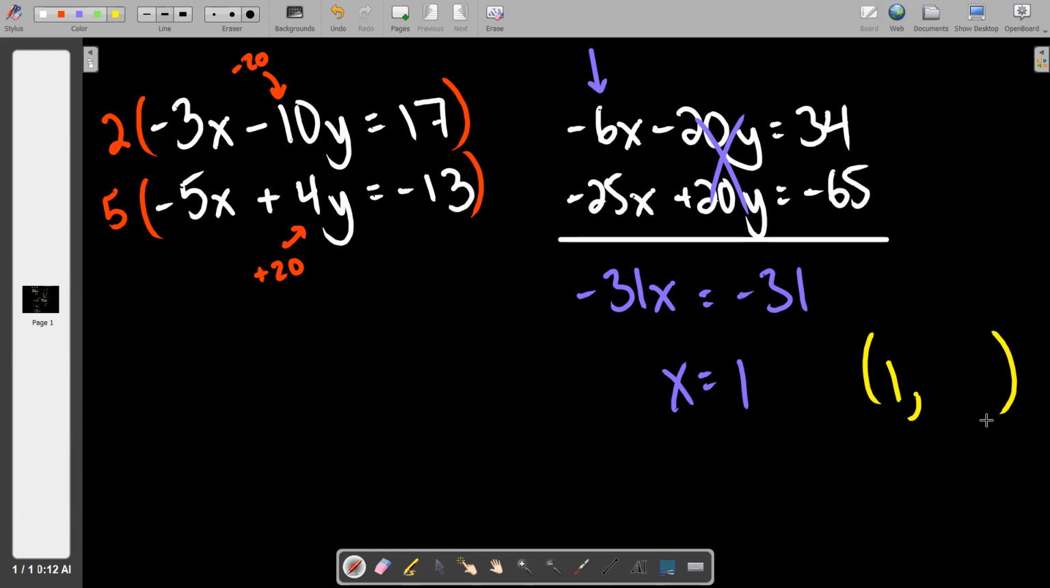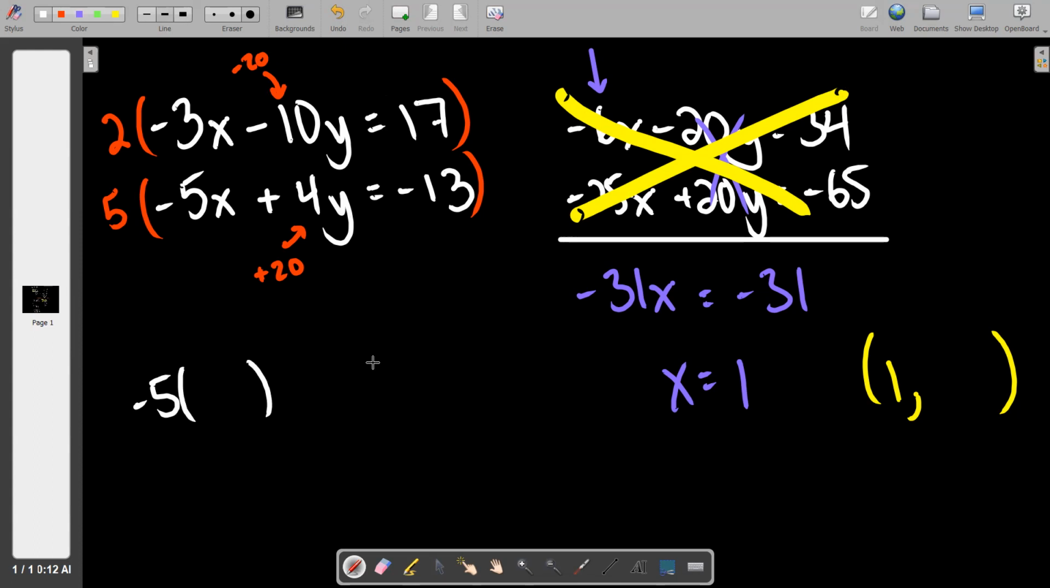Plug it back in. And again, I would say you're probably some sort of weirdo if you chose one of those, because like don't use the buffed up ones. So who do we like better, top or bottom? Bottom it is. So I'm going to take the bottom equation, and when I get to the letter X, I'm going to pause and just leave a space. So it's going to be negative 5 blank plus 4y equals negative 13. And in the blank will go the number 1, because that's what X is.